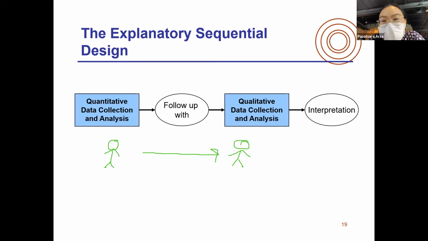In the qualitative process, do we have to focus on every topic from the quantitative process? I mean, or can we choose only one topic or only one research question that we want to explore more?